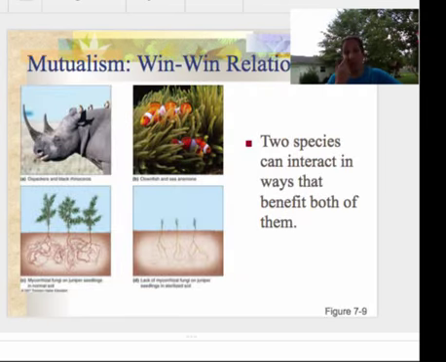So here's some examples. We have mutualism. That's a win-win relationship. So we have a certain type of bird that will perch on your rhino, and that's to help clean the rhino. So they both win. They get food, and they have a place to live. You have your Finding Nemo, where you're seeing anemones and your fish, the clownfish.